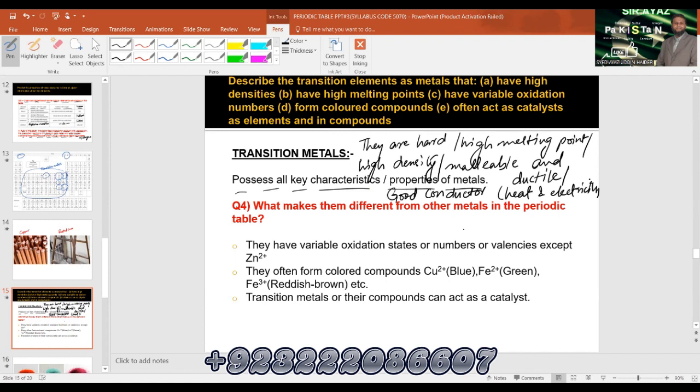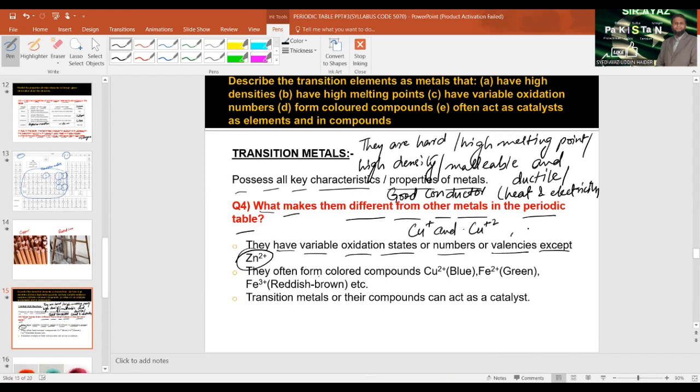Now, what makes them different from other metals in the periodic table? They have variable oxidation states or numbers or valencies, except zinc 2+. So variable valency means they have more than one charge. Like copper, it can have +1 and +2. Iron, it has +2 and +3.